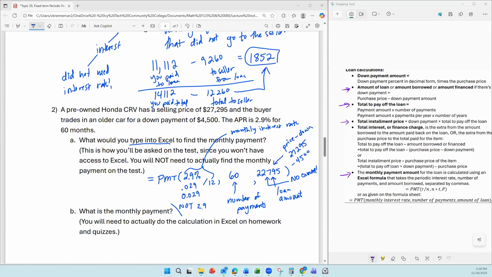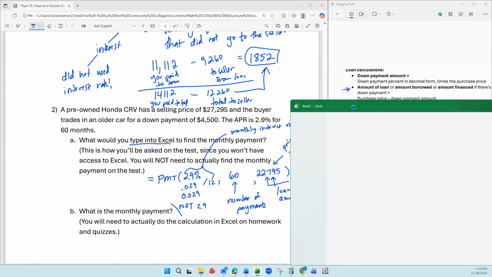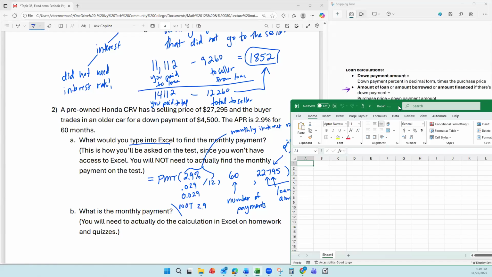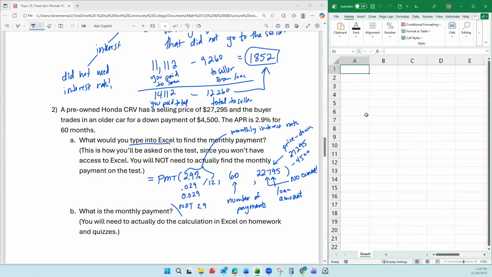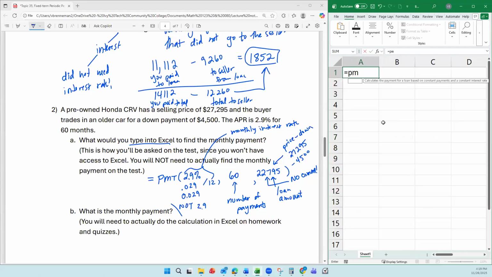So putting this into Excel, get a blank Excel here. Zoom in a little bit. All right, so I start with my equals. I type PMT, uppercase, lowercase, doesn't matter. It'll turn uppercase when it's done, but I can type it however. I'm going to do 2.9% divided by 12, comma, 60, comma, 22795, and parentheses, and it does that. Now, it comes up red, in parentheses. It is calculating and giving the result as a negative number.